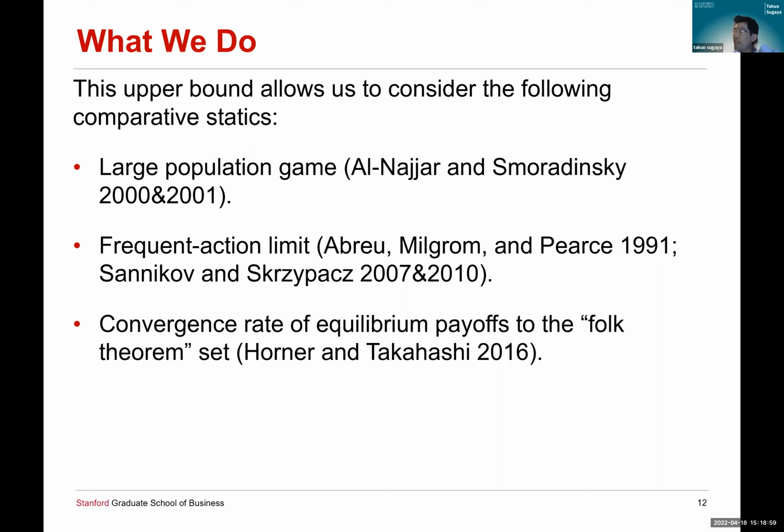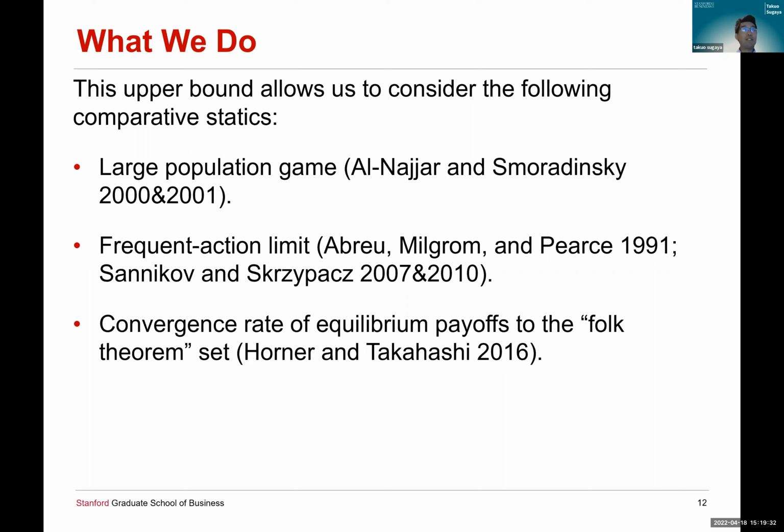The question is, suppose we fix everything but the discount factor and take the discount factor going to one, and suppose we know that in that environment the folk theorem holds, but how quickly does the equilibrium payoff set converge to the feasible and individually rational payoff set? Given our upper bound, we can calculate that convergence rate of equilibrium payoffs, and we get the same rate as Horner and Takahashi. So that's another way to use our upper bound.